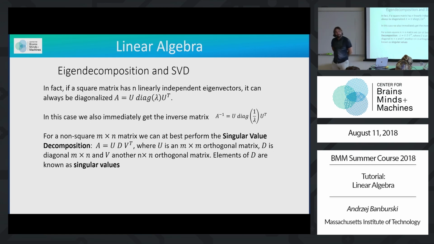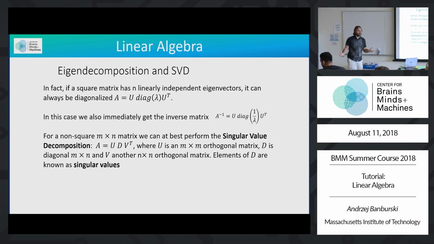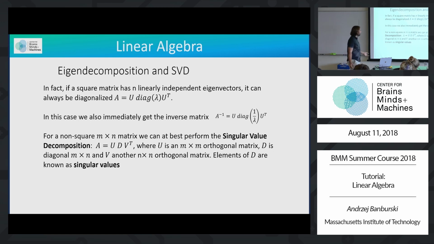Now, I was talking about square matrices, but you will be dealing a lot with non-square matrices, and you cannot do most of what I've been talking about. For example, for an m by n matrix, the best we can do instead of this diagonalization is something called singular value decomposition. At best, you can say that A is U times D times V transpose.